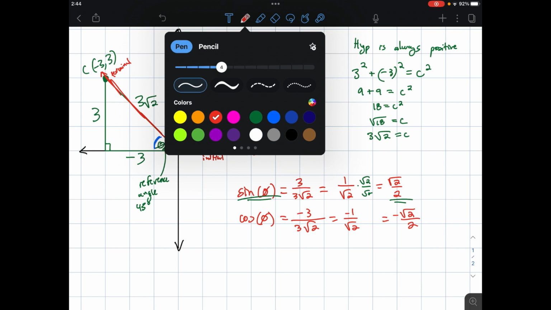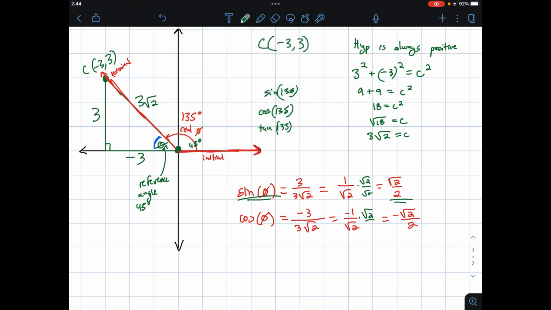And so I encourage you right now to go plug into your calculator cosine of 135 degrees, and I want you to type in cosine of 45 degrees. What you will find is cosine of 45, and make sure you're in degrees. If you're in radians, you would want to use cosine pi over 4 for 45 degrees versus cosine of 3 pi over 4 for 135 degrees.